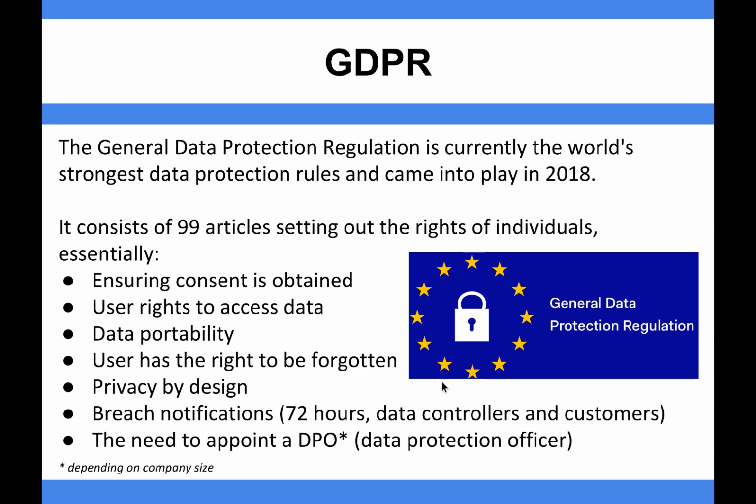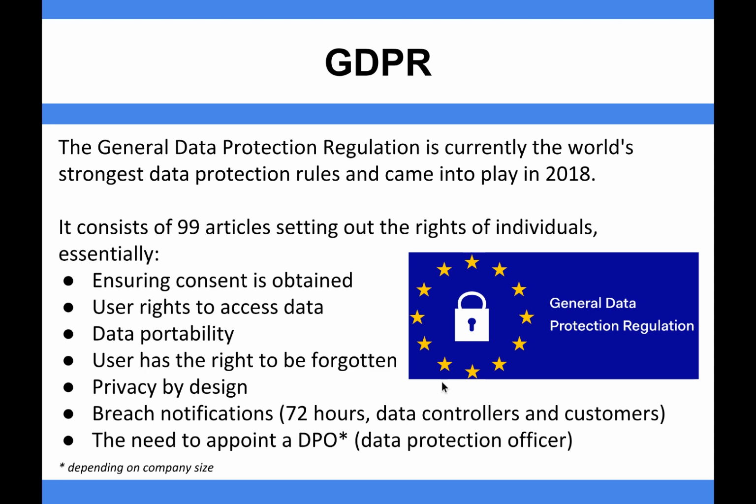Breach notifications are if a breach happens. A breach is when somebody could potentially access data, or data has been put in a position where it could have been accessed. That's known as a data breach. If that happens, within 72 hours you now have to inform data controllers and even the customers that it's happened. So people outside your company must be informed that you have had a data breach, depending on the severity, but that's generally the case.